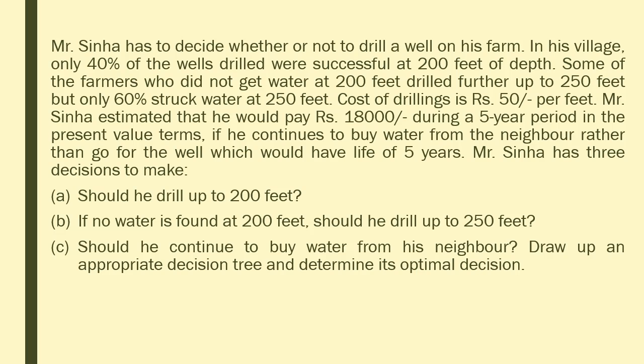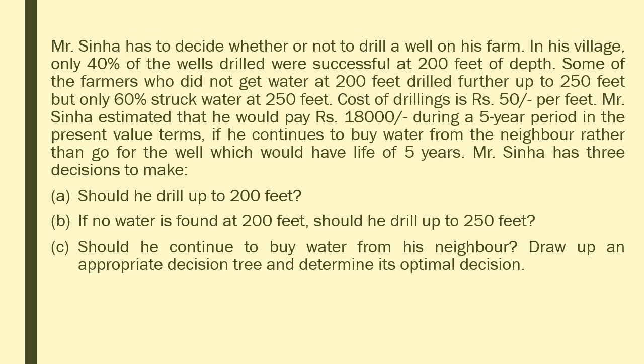Mr. Sinha has to decide whether or not to drill a well on his farm. In his village, only 40% of the wells drilled were successful at 200 feet of depth. Some of the farmers who did not get water at 200 feet drilled further up to 250 feet, but only 60% struck water at 250 feet. Cost of drilling is Rs 50 per foot.